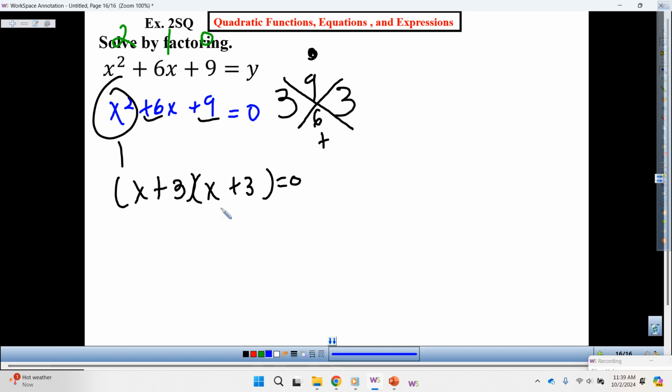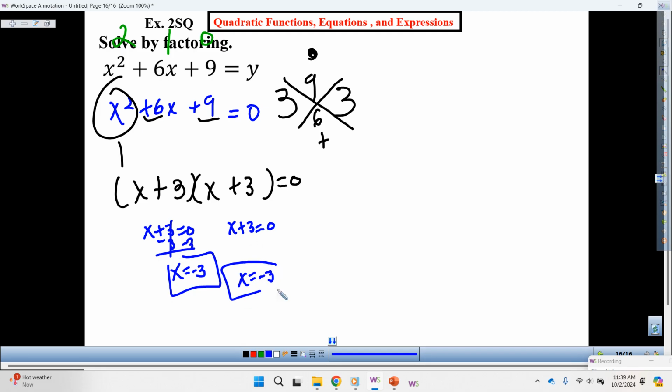Next, you set each of these equal to 0. x plus 3 equal to 0, minus 3, x equals negative 3. We already did that, so x equals negative 3. So therefore, it's only one answer, x equals negative 3. Only one, because it's the same one. Okay? Now, when we get to polynomials and graphing, you're going to see how this goes. We'll get to that when we get to that. But for right now, let's just say that we are going to use the one answer, and we'll go from there. All right, hands if you got that. All right, copy this one.